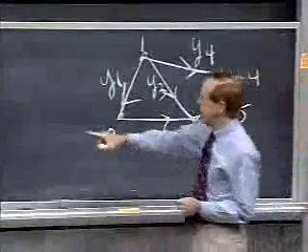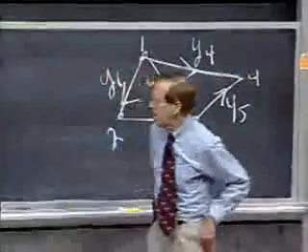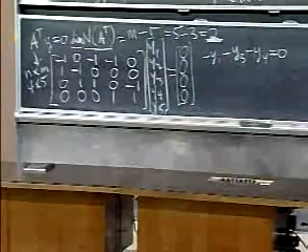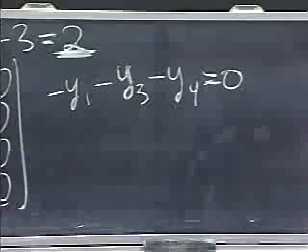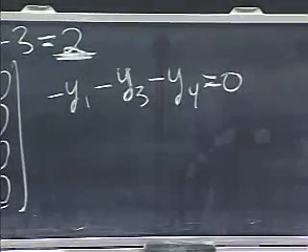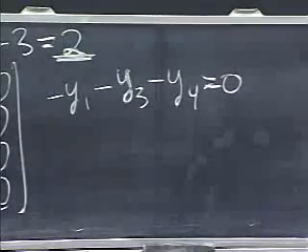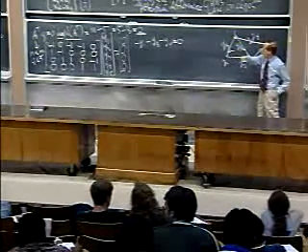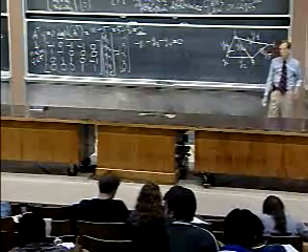What is this equation telling me? This first equation of Kirchhoff's current law, what does that mean for that graph? Well, I see Y1, Y3, and Y4 as the current leaving node 1. So sure enough, the first equation refers to node 1, and what does it say? It says that the net flow is 0.